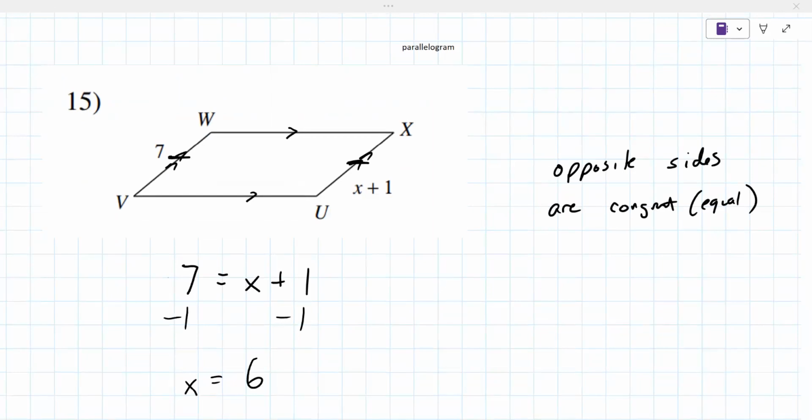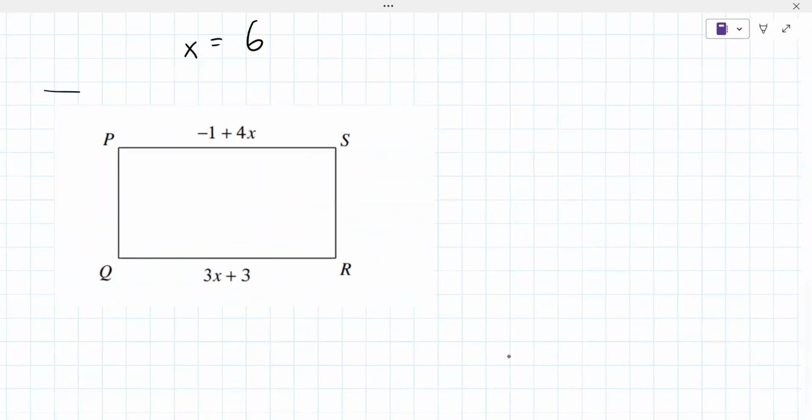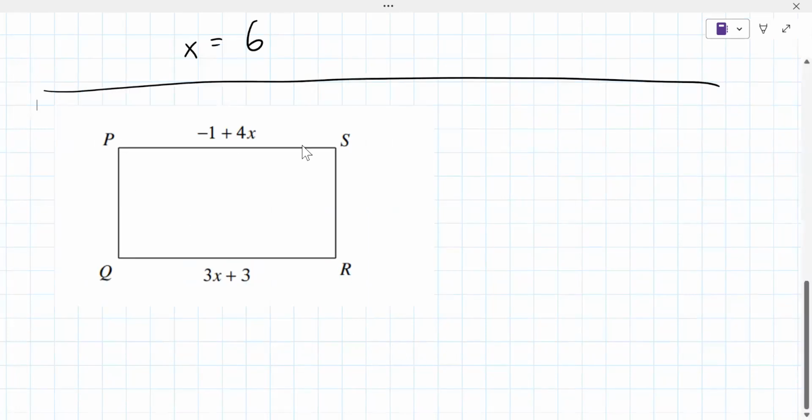Now let's do something a little bit more difficult here. I'm going to give you another parallelogram. This one happens to look like a rectangle, but I'm telling you that it is a parallelogram. And again, that means that the top is parallel to the bottom, the left is parallel to the right, but more importantly it means congruence. It means that the top is congruent to the bottom, the left is congruent to the right. So I want you to set these two equal to each other and then solve for x.